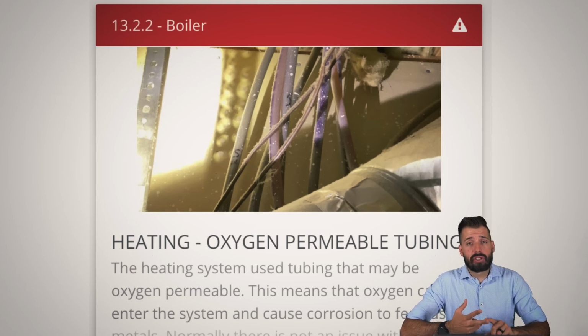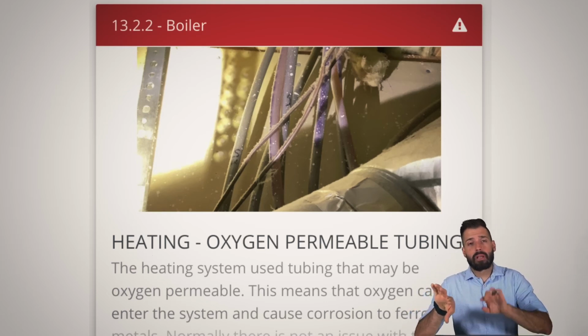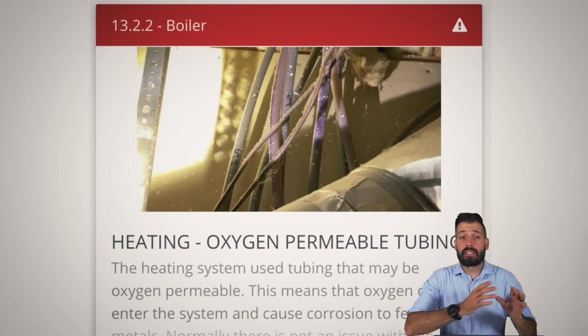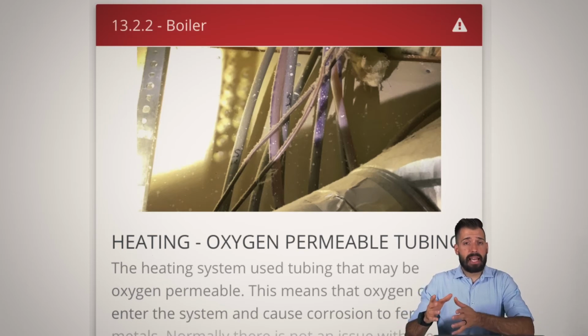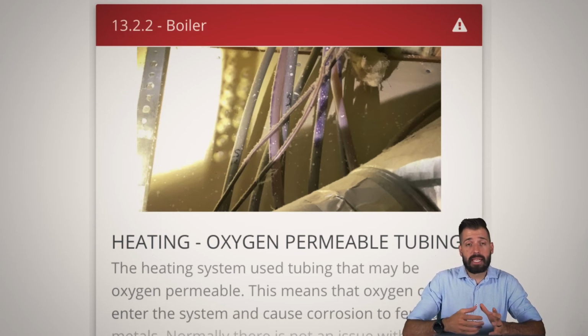So we can install a heat exchanger that will basically separate or isolate my cast iron boiler from the rest of the oxygen permeable tubing. That way, oxidation can happen, but it's not going to affect my stainless steel heat exchanger, and it's not going to affect my cast iron boiler because they are now separate. Or the other option is, whenever it's time to replace that boiler, replace it with a boiler that has a heating element or built-in heat exchanger that is made out of stainless steel. And then you don't have to worry about oxygen permeability.